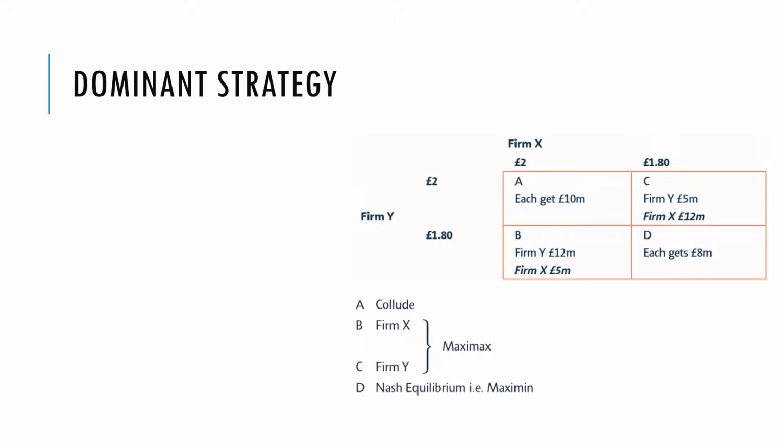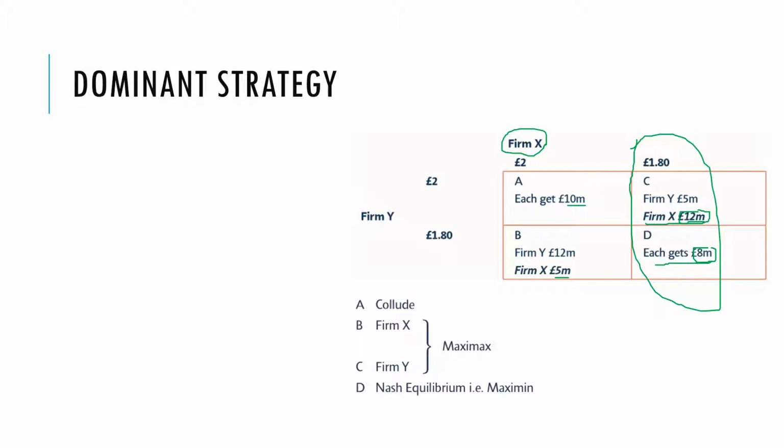Another example, again the same idea. We have a pricing decision. Firm X can charge £2 or £1.80, and so can firm Y. If they both charge the high price, they each get 10 million. If they both charge the low price, they each get 8 million. If I look from firm X's perspective, which is the maximum benefit strategy, well, here I can get 12 or 8. Over here I can get 10 or 5. So the maximum strategy for firm X is to charge a price of £1.80. This would be the maxi-max outcome and this would be the maxi-min outcome.